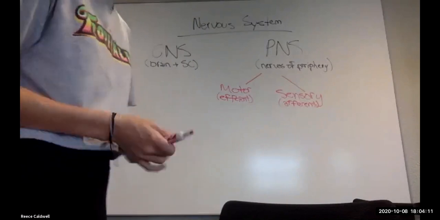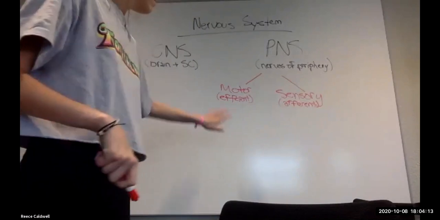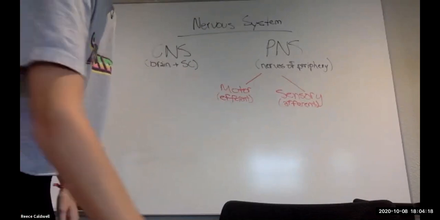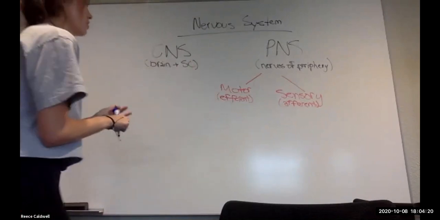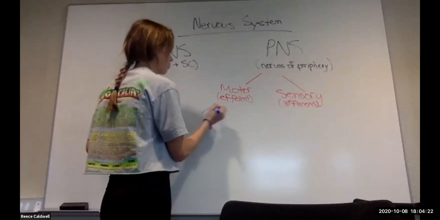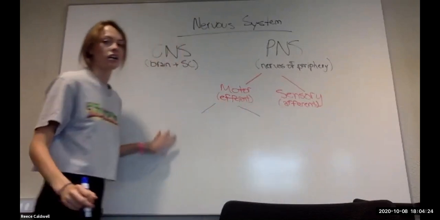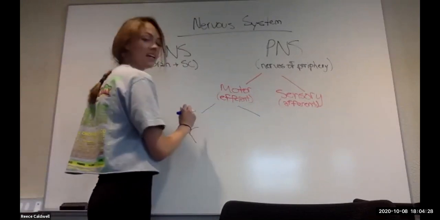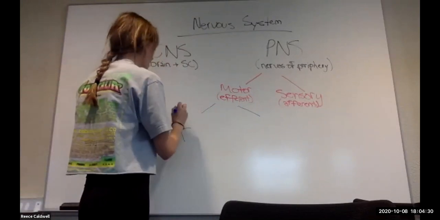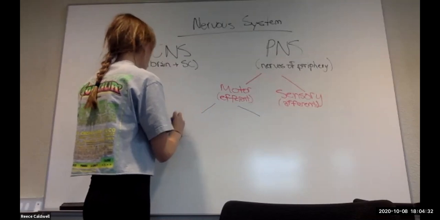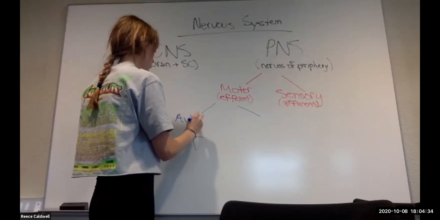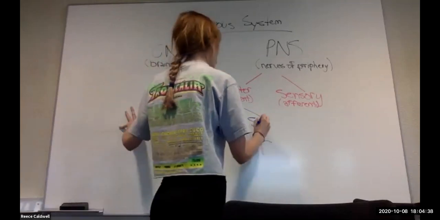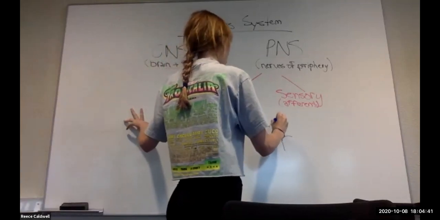So now we're going to divide the motor division even further. So our motor division, let's divide that. We're going to divide our motor division into the somatic and the autonomic. So autonomic and somatic divisions.